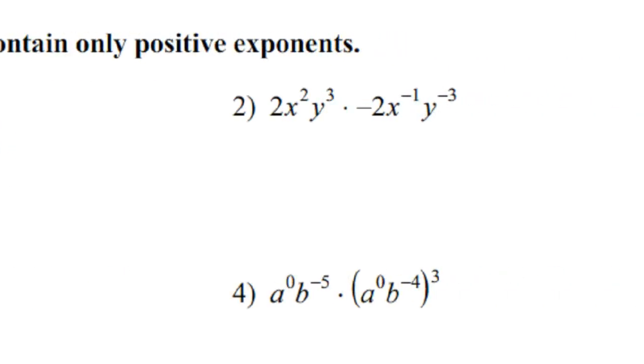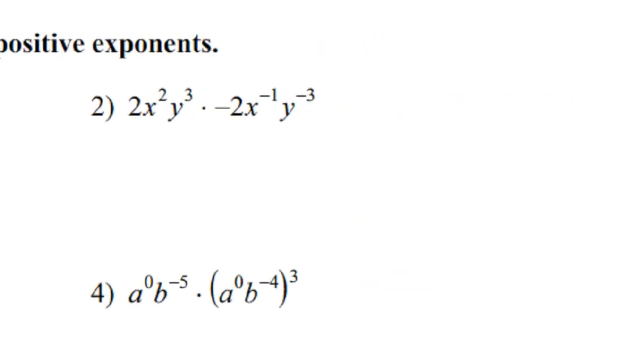Alright, let's slide on to number 2. Again, let's combine some stuff. So we have the 2 times negative 2 is negative 4. And then we have the x's, and we once again will add those exponents. So that'll be x to the 1 power, and we won't put the 1.